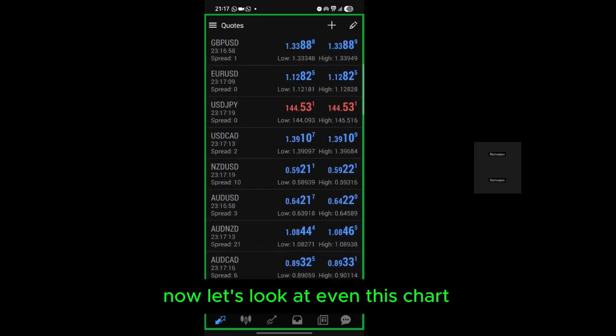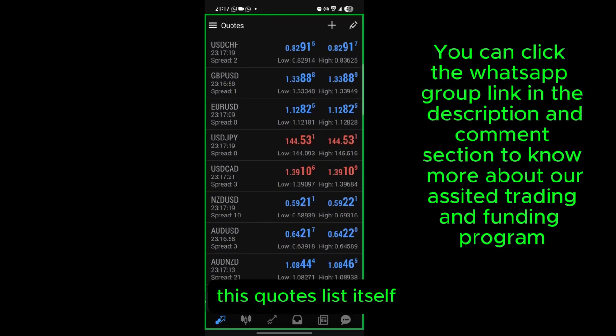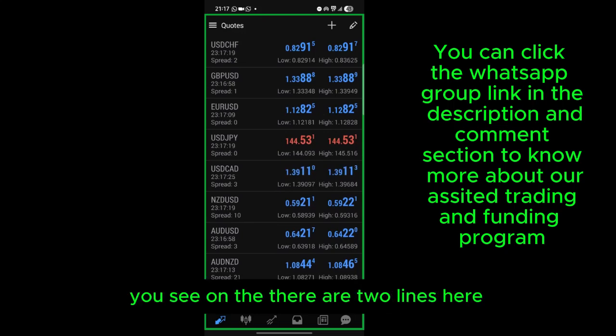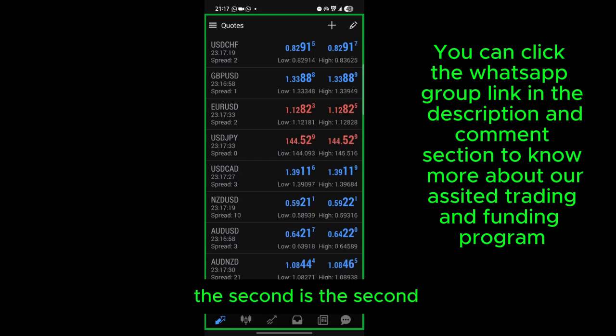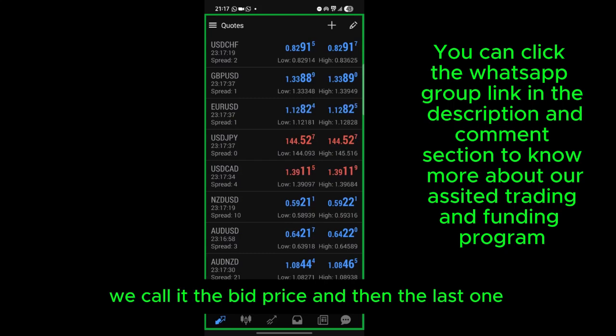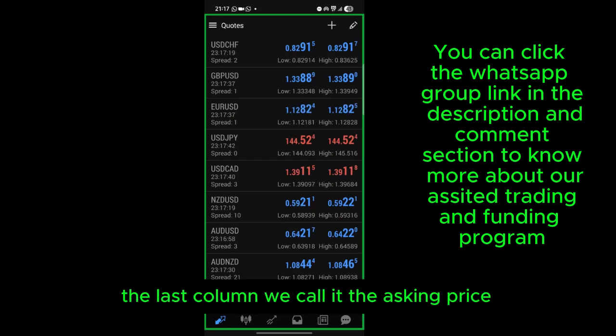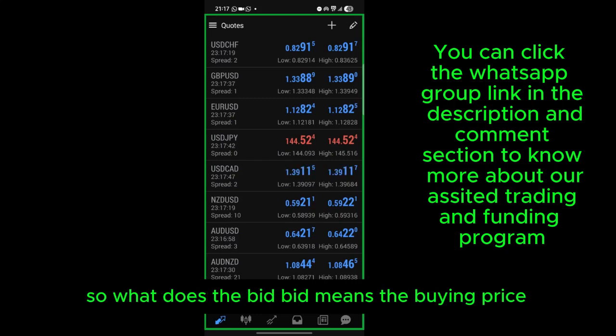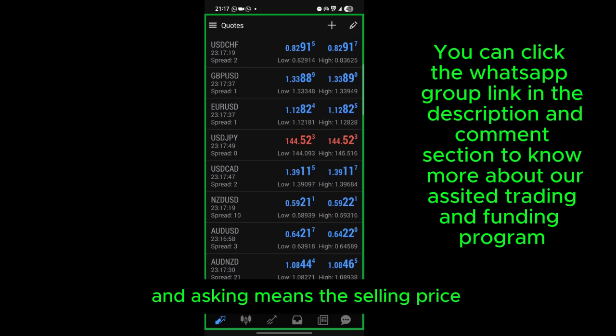Now let's look at this quotes list itself. There are three columns. One is telling us the pair. The second, which is the middle, is what we call the bid price. And then the last column, we call it the asking price. So what does the bid mean? Bid means the buying price, and asking means the selling price.